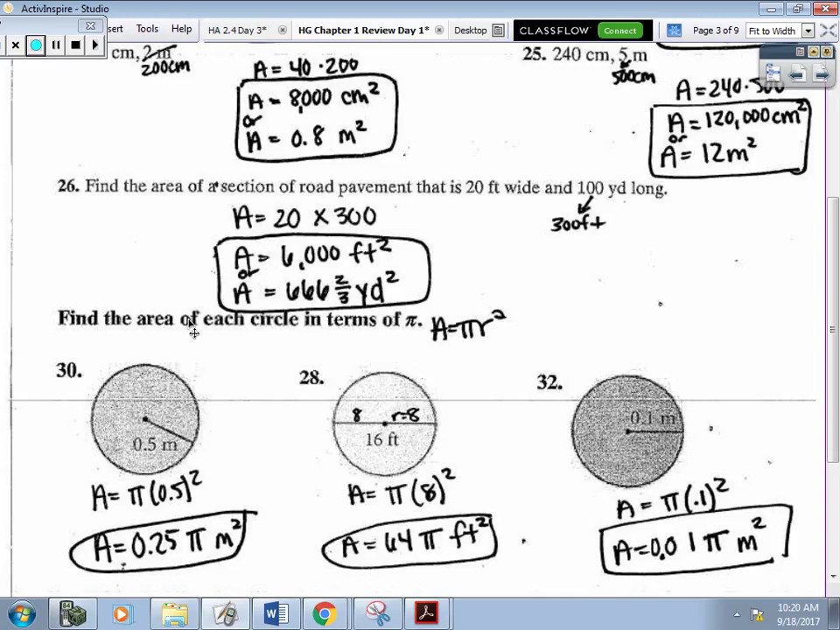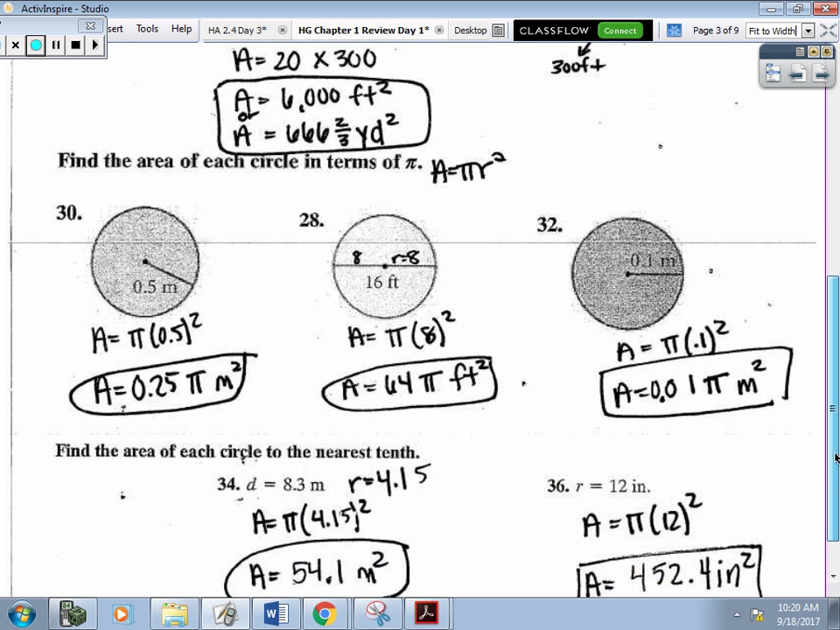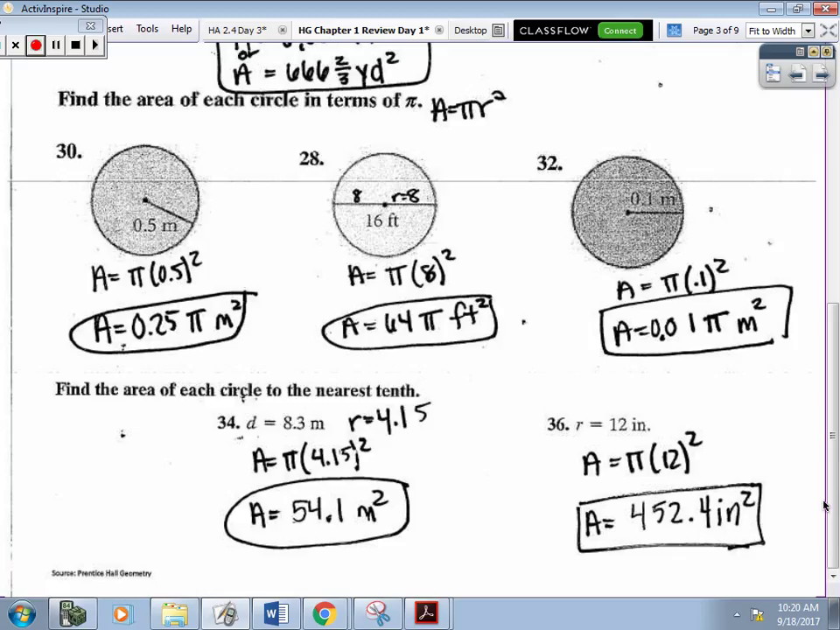So area is pi r squared, the formula. So we should have either 1/4 pi or 0.25 pi square meters, 64 pi square feet, and either 1/100th or 0.01 pi square meters. The last 2 also asked for area, so they gave me the diameter in 34. You have to find the radius before you can plug into pi r squared. So the diameter divided by 2 is 4.15. Then I squared that and multiplied by 3.14 because it said to the nearest tenth, got 54.1 square meters.